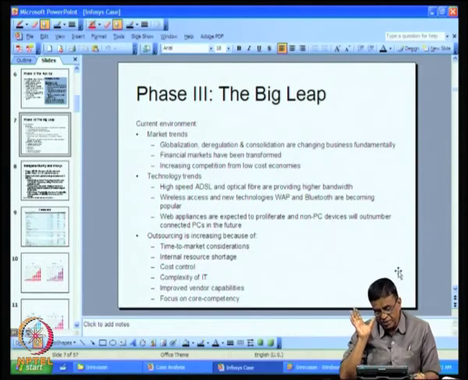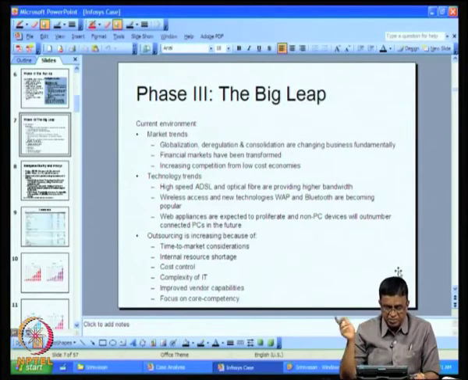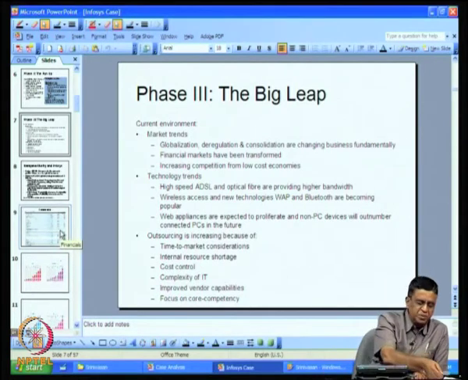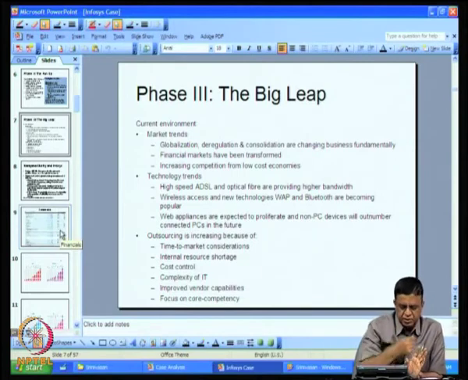Then what about the outsourcing trend? It is increasing. Why is it increasing? Because of time to market considerations, internal resource shortage, cost control, the complexity of IT, improved vendor capabilities, and the focus on core competency. This is what I was trying to tell you in the earlier classes also. It is always advantageous for a firm to devote more attention to where its core competency lies.